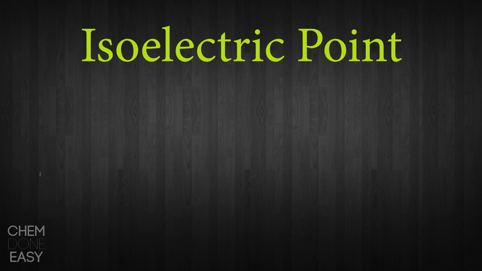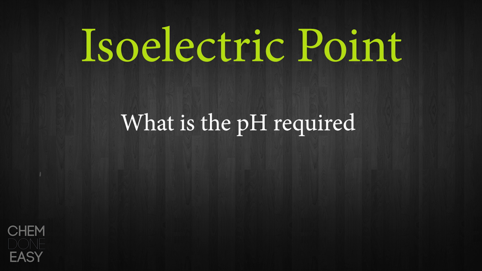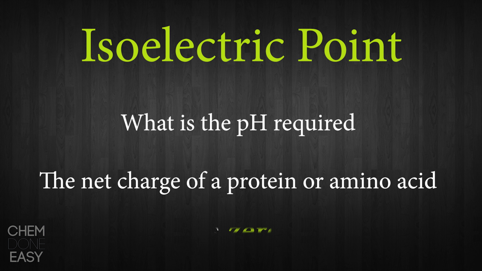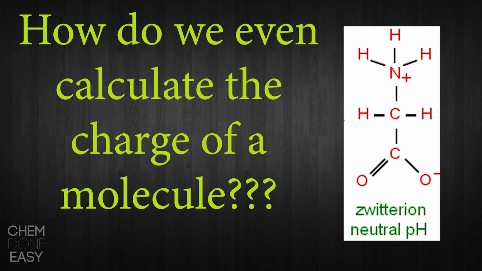The isoelectric point of a protein or amino acid tells us at what pH the net charge of that protein or amino acid is 0. But before we delve too deeply into the specifics of how to calculate the isoelectric point, it's important to know how to determine the charge of our amino acid.